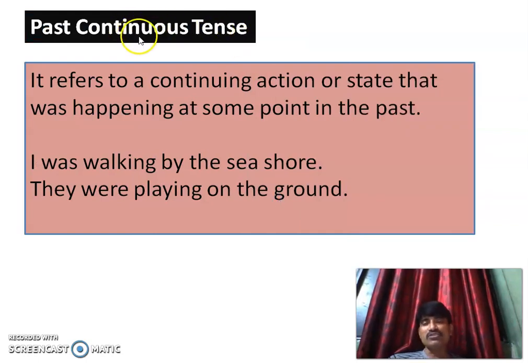As I said, continuous means it is going on, and past means in the past. So it refers to a continuing action or a state that was happening at some point in the past itself. For example, I was walking by the seashore. They were playing on the ground.